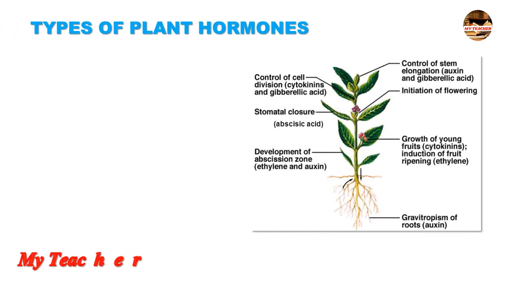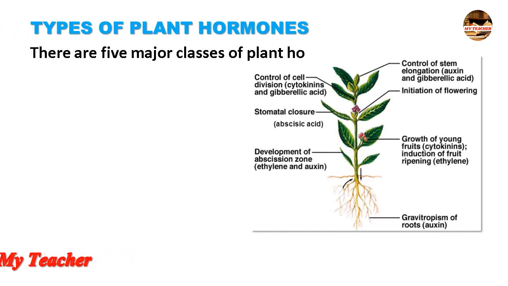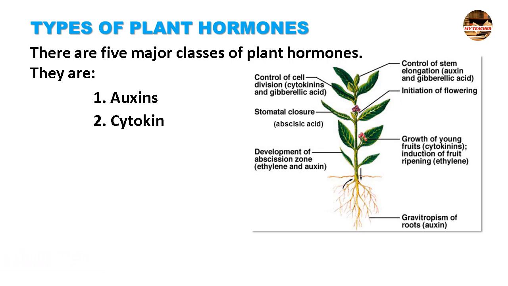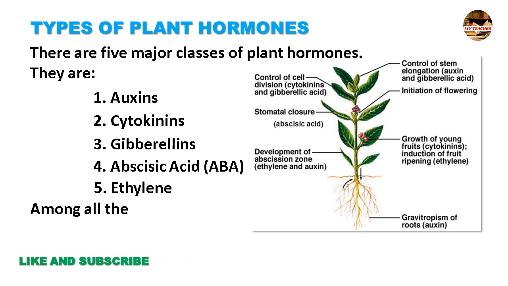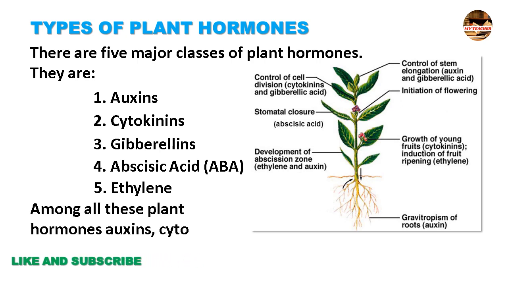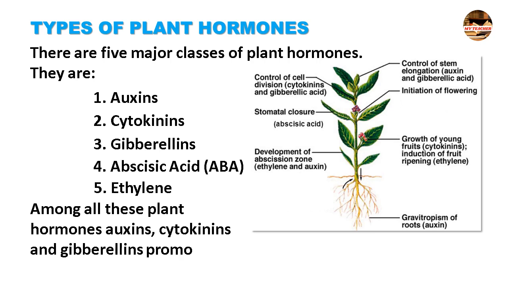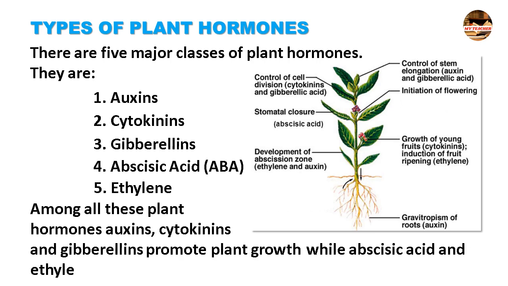Types of plant hormones. There are 5 major classes of plant hormones. They are auxins, cytokinins, gibberellins, abscisic acid, that is ABA, and ethylene. Among all these plant hormones, auxins, cytokinins and gibberellins promote plant growth, while abscisic acid and ethylene inhibit plant growth.